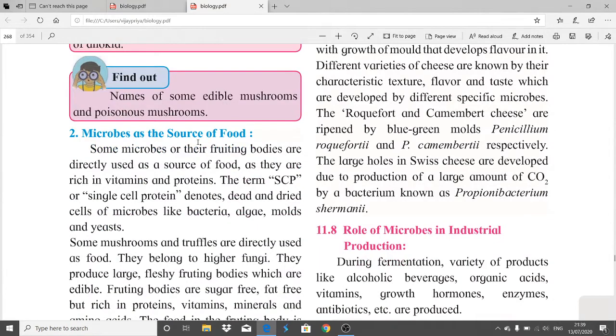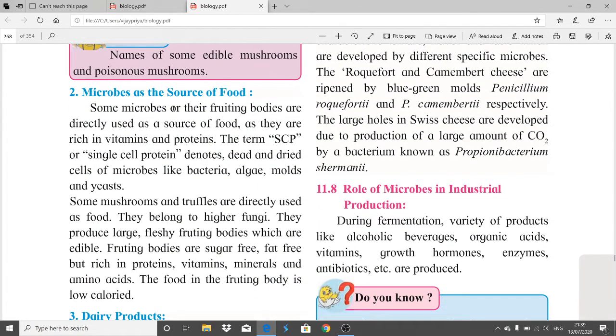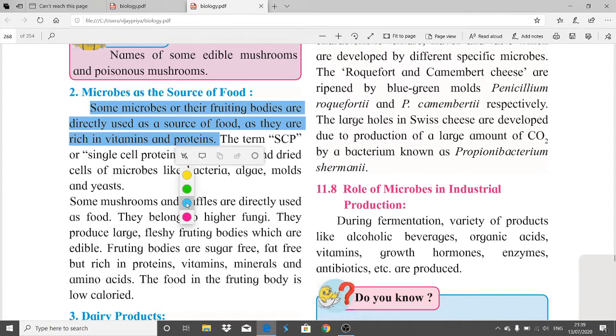Microbes as the source of food: some microbes or their fruiting bodies are directly used as a source of food, as they are rich in vitamins and proteins. In the earlier examples, that is idli, dosa, and dhokla, what we have studied is that natural airborne microorganisms were naturally fermenting the rice and black gram. But in the case of these microbes, they are directly used as a source of food.